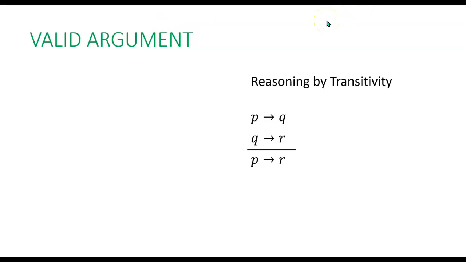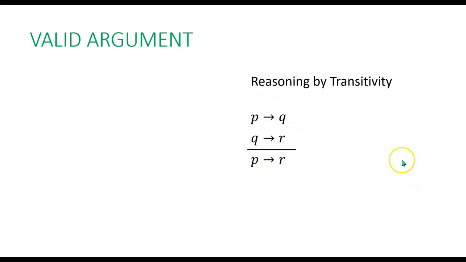Another kind of valid argument that shows up often is reasoning by transitivity. So the first premise says, if P, then Q. The second premise says, if Q, then R. And so the conclusion is, if P, then R. So anytime P is true, Q must be true. And then, since Q is true, R also has to be true. So starting with P, you logically have to get to R.